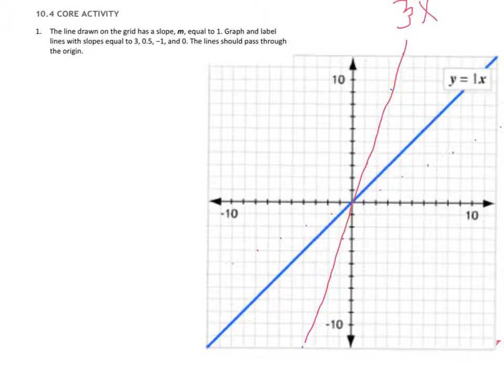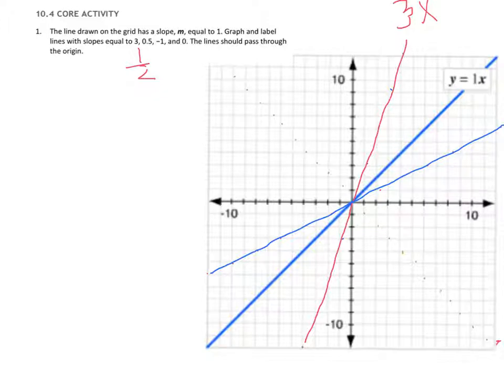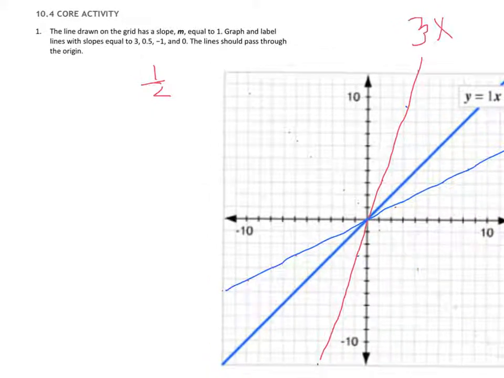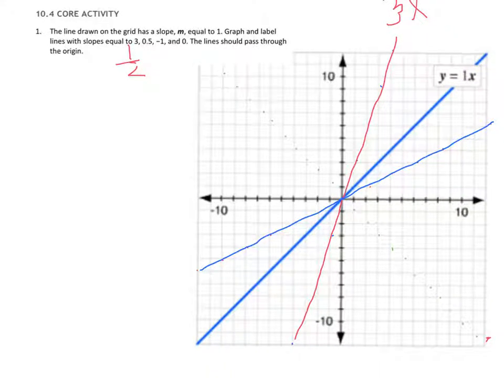The next slope is 0.5. 0.5 as a fraction would be 1/2. So from the origin, counting up 1 and over 2, a line with a slope of 1/2 would look similar to this. A line with a slope of -1 would start at the origin, and we would go up 1 and to the left 1 point, making a line showing a negative slope.